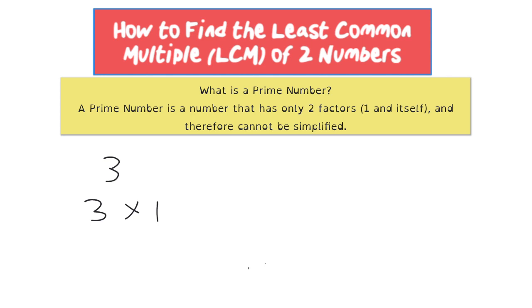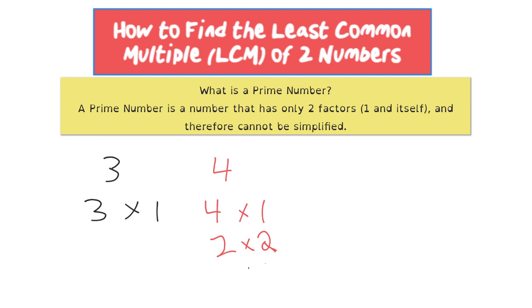All right, let's look at 4. Well, what numbers can I multiply together to get 4? I can do 4 times 1, but those are not the only numbers that I can multiply together to get 4. I could also do 2 times 2. And so therefore 4 is not a prime number. It is a composite number. We could talk about that in another video.